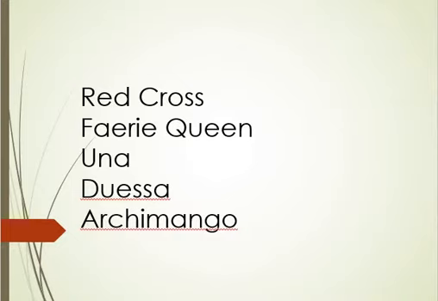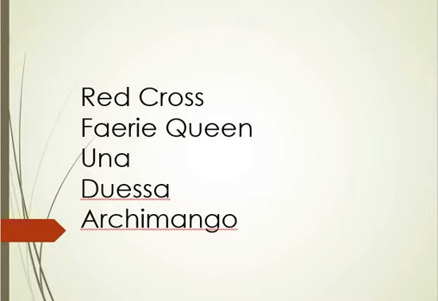The next character is Archimago. We can say that Archimago is the second main villain after Duessa. He changes his appearance and makes fun of people, and enjoys their pain and their terrible situations. So these are the characters of this poem, and it explains about the Faerie Queen who assigned the task to a knight. The name of the knight is the Red Cross, and Una is with the Red Cross knight in this journey or adventure.